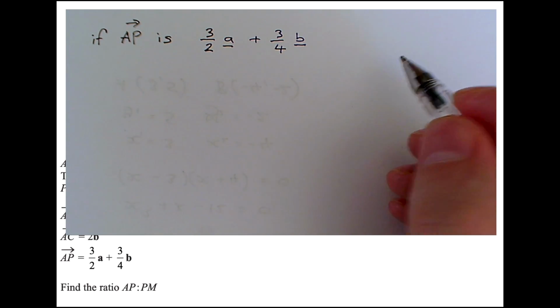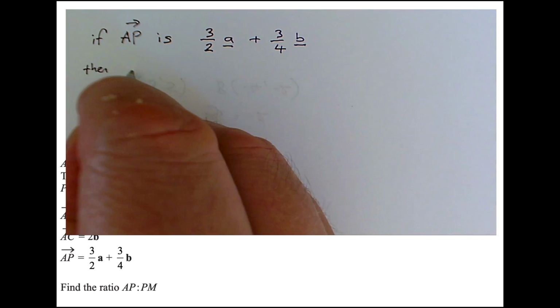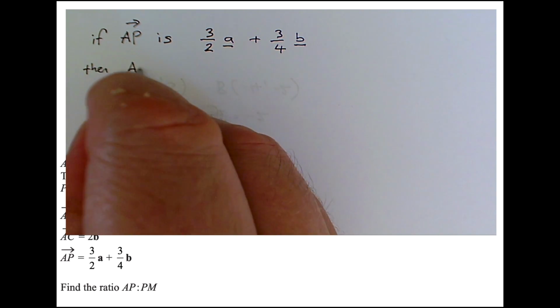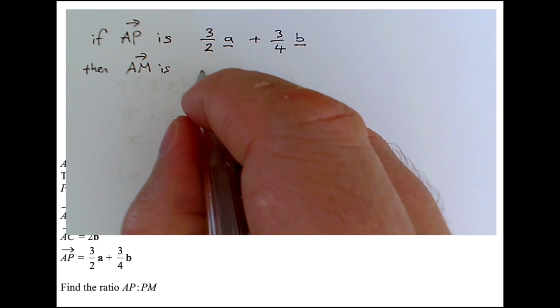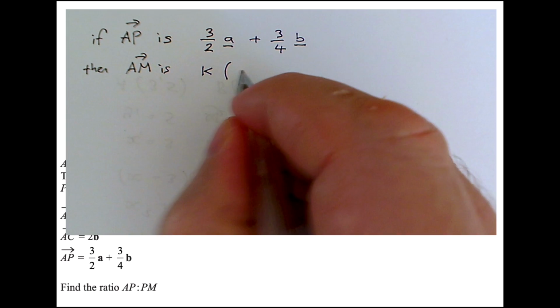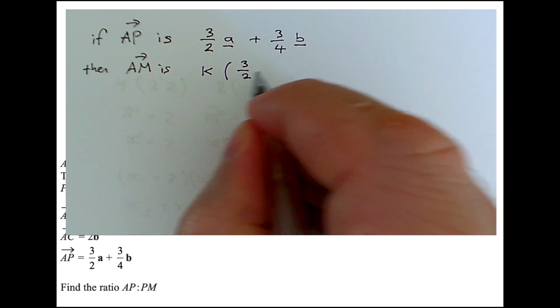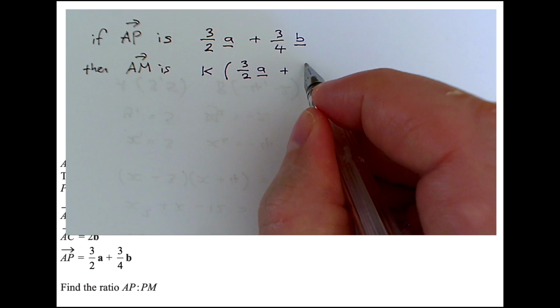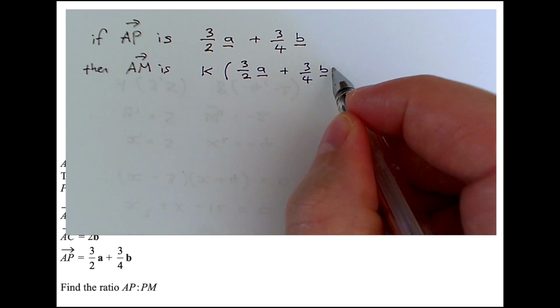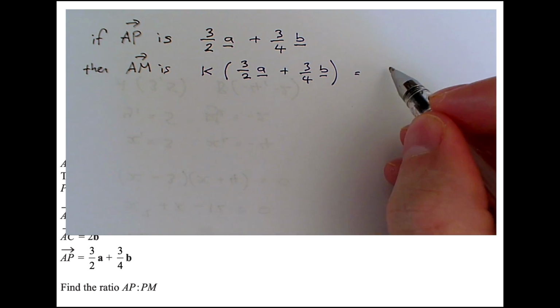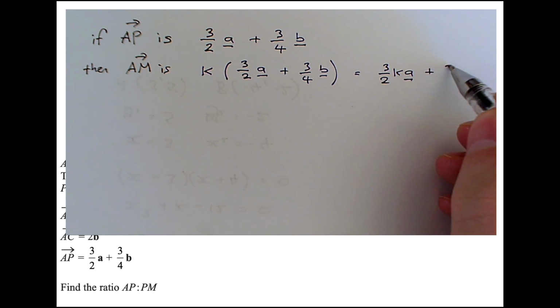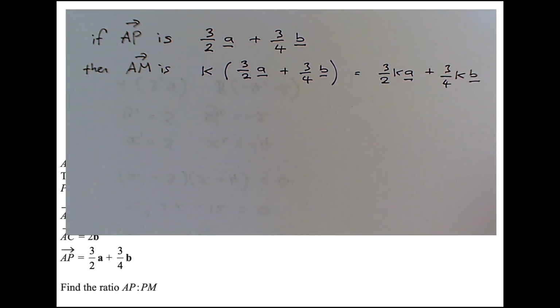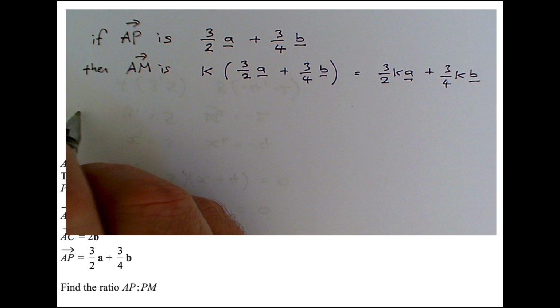Now, the easiest way is we'll start off with what they told us, that A to P is 3.5 A's plus 3/4 B's. And of course, if I just carry on that straight line AP, some extension of it. Now I don't know how many times longer AP is than AM. That's what I'm trying to find, isn't it? This K. But I can write down how to get from A to M like this. Okay, so 1.5 K A's plus 3/4 K's B's. So that's one way of getting from A to M.